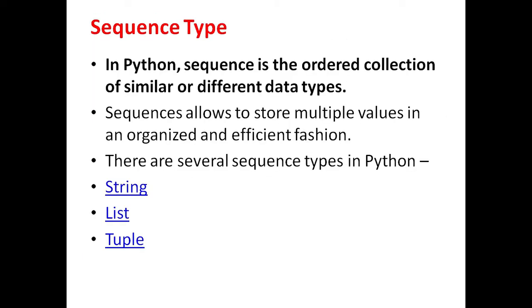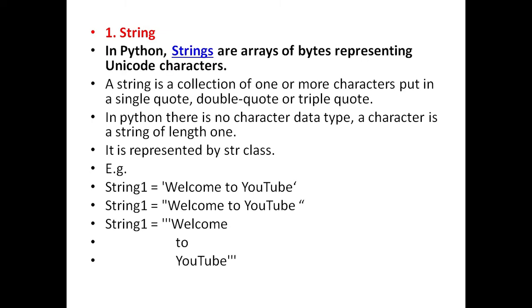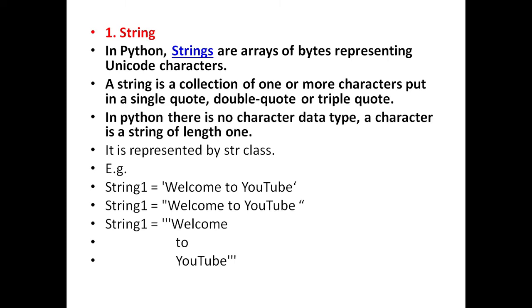In Python, sequence is the ordered collection of similar or different data types. Sequences allow us to store multiple values in an organized and efficient fashion. Different sequence types in Python are string, list, and tuple. In Python, strings are arrays of bytes representing Unicode characters. A string is a collection of one or more characters written in single quote, double quote, or triple quote. In Python, there is no character data type. A character is a string of length 1. It is represented by str class.